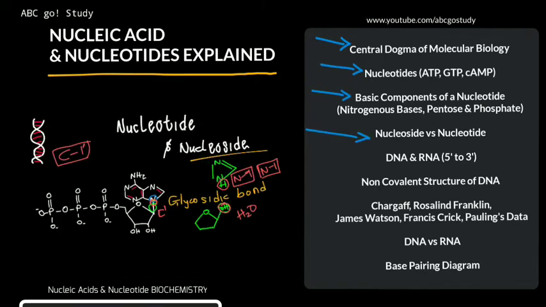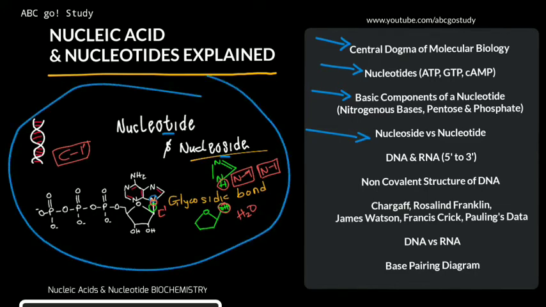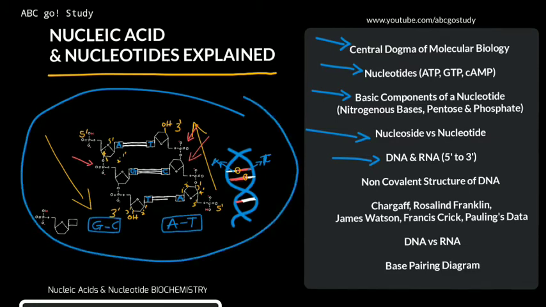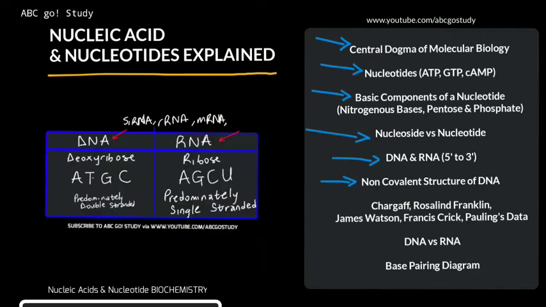We'll also talk about the difference between nucleotide and nucleoside. You see, just the T and S is talking about the phosphate group. I'm telling you, you need to watch this very video. We'll talk about DNA and RNA, where I will explain what we mean by 5' to 3'. Then I'll quickly talk about the non-covalent structure of our DNA so that we'll understand many things apart from just the covalent structure that we've been talking about.